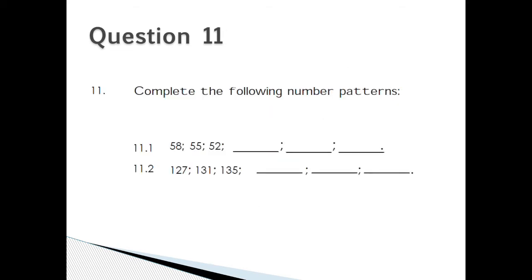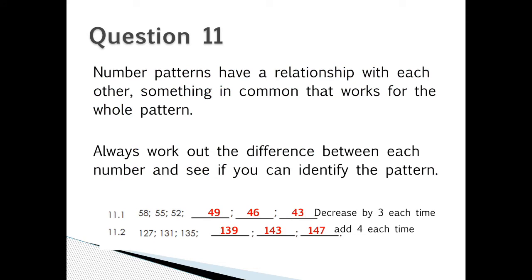Complete the following number patterns. 11.1: 58, 55, 52. What comes next, next, and next? 11.2 is 127, 131, 135. What comes next, and next, and next? Number patterns have a relationship with each other, something in common that works for the whole pattern. Always work out the difference between each number and see if you can identify the pattern.